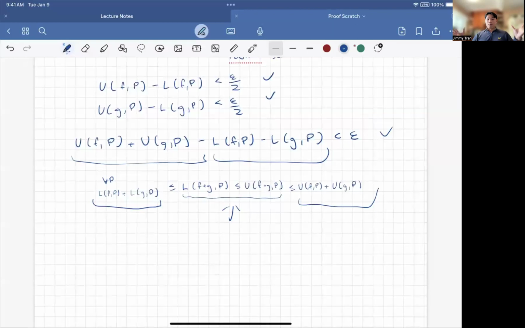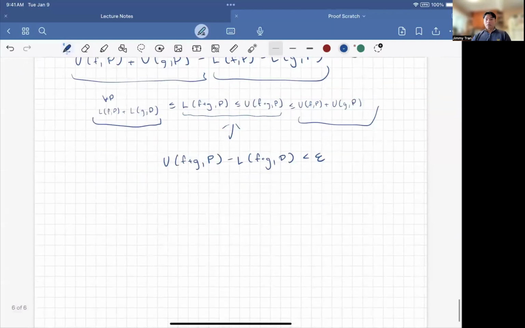So now we can assert, based on this squeeze through this proof, that the upper Darboux sum of f plus g over P minus the lower Darboux sum of f plus g over P is less than epsilon. And because this is true for some value of epsilon greater than 0, we can now assert that f plus g is integrable over the closed interval AB. And so that completes the first step of the proof.